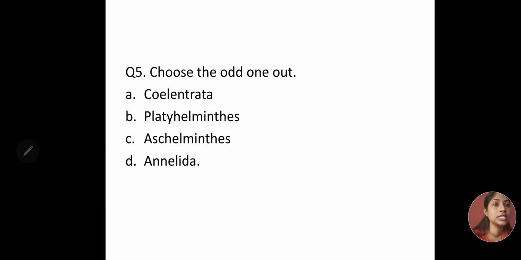And the last question, choose the odd one out. Coelenterata, Platyhelminthes, Aschelminthes and Annelida. So here the question is asked with respect to the germ layers or the condition. Of all these four options, three are triploblastic and one is diploblastic. So essentially the answer is Coelenterata. Coelenterata is a diploblast, whereas the others are triploblastic in nature. So therefore it is the odd one out.